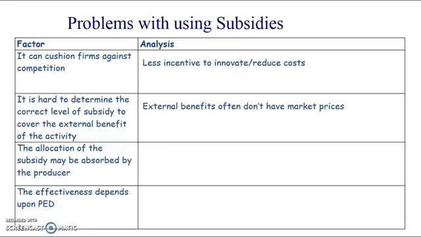The allocation of the subsidy may be observed by the producer. So is it cost effective in that way? Are there more effective ways of doing this alternatively, other than giving producers a big subsidy? There's also a lot of rules on this, because we're part of the EU at the moment.